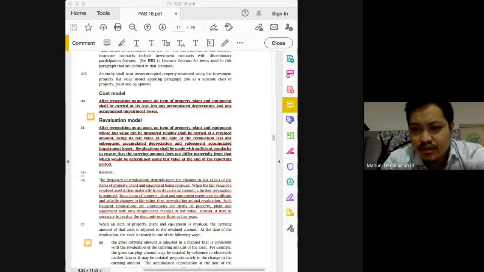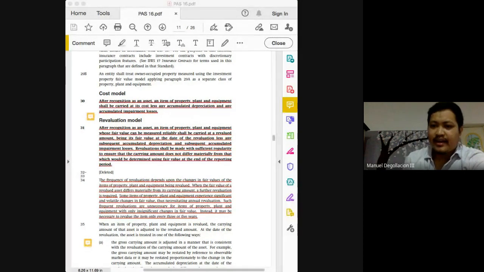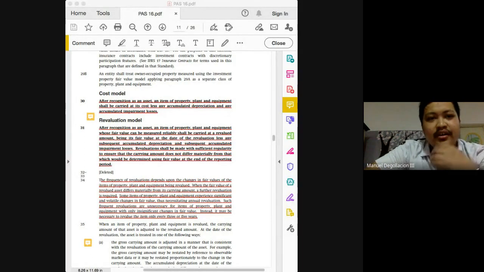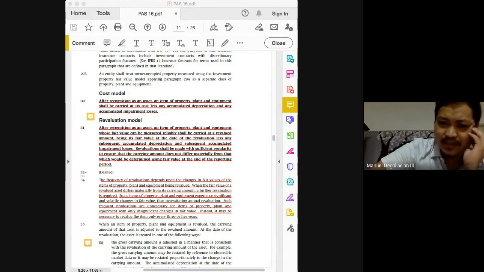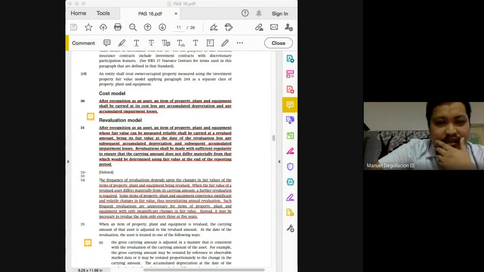Please take note that we are using the fair value and not the fair value less cost to sell. If you can recall, class, you should have encountered fair value less cost to sell in PAS 2, and also in the definition of terms in PAS 16. We use the fair value less cost to sell in determining your recoverable amount. I hope you have read already that your recoverable amount will be either your fair value less cost to sell or your value in use, whichever is higher. But again, that was already discussed in the previous lecture. Let's just focus on revaluation.